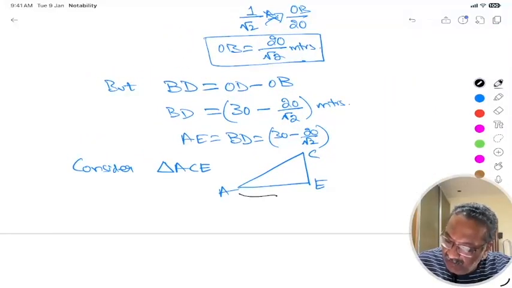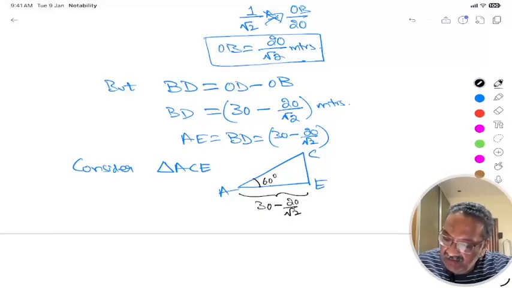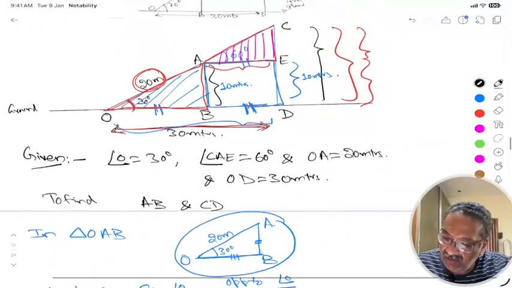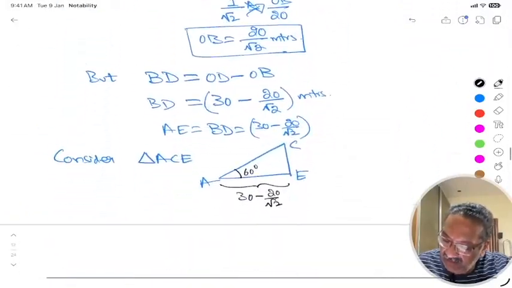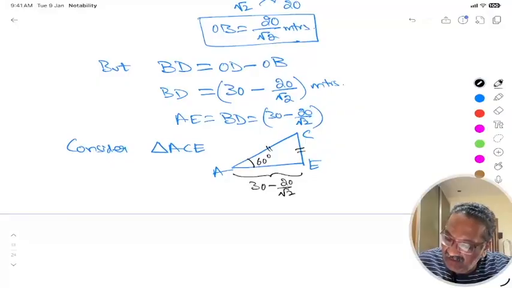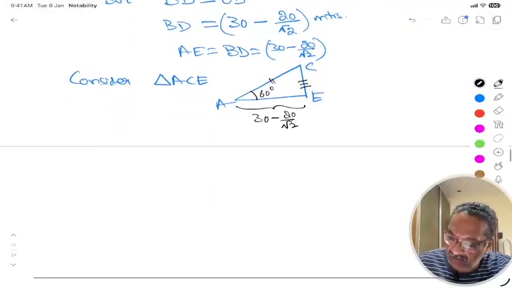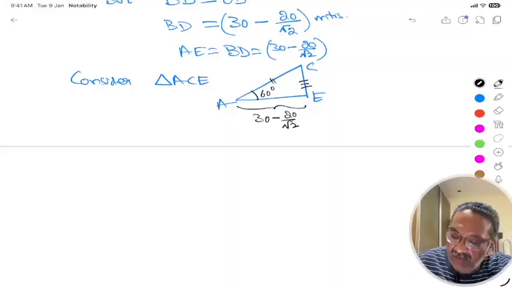See, we know AE. AE is 30 minus 20 by root 2. This angle is known to be 60 degrees. All right. We don't know AC. We want to know CE. Okay? So AC, we will not bother about AC.